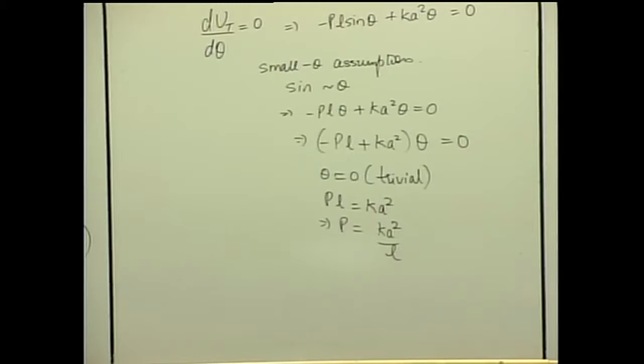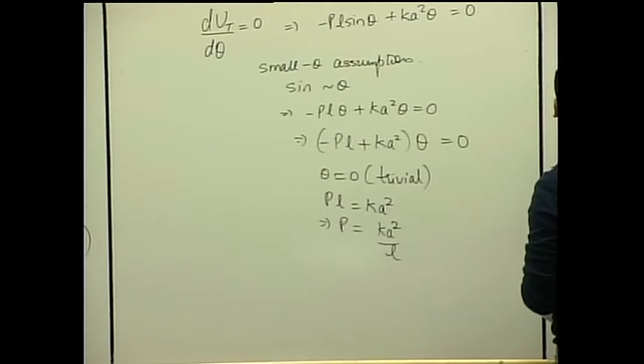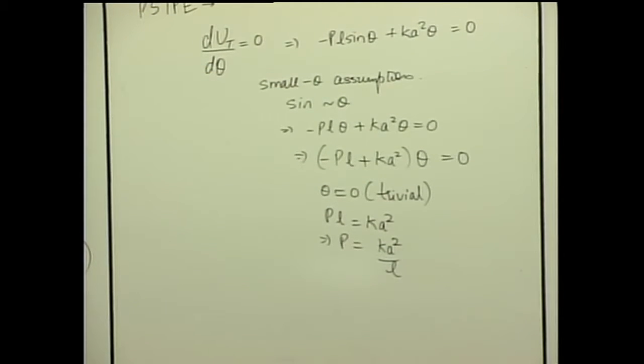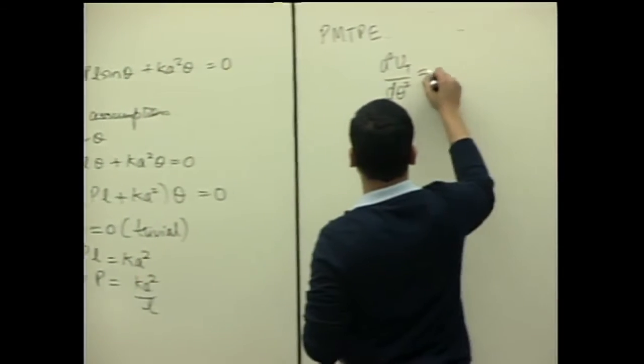So now we will see what happens in the post buckling path. In the post buckling path, we will now apply the principle of minimum total potential energy, which states that if the second derivative of the potential energy is greater than 0, then we have a minimum, right? We have a minimum potential. So let's differentiate this expression again with theta.